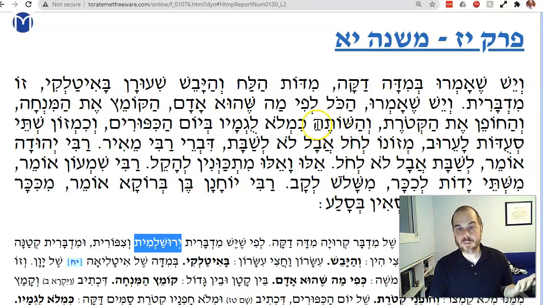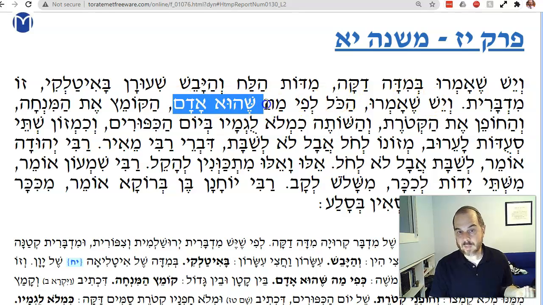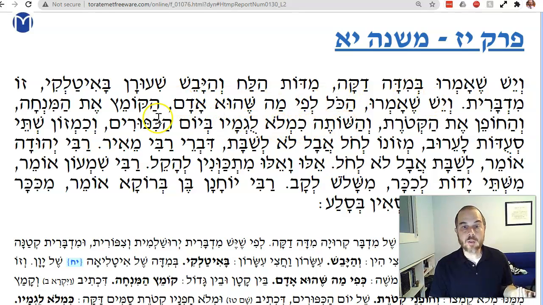So that's a machloket. Some say it was his own size. Hashotah k'mulog lugmav b'Yom Kippur. This is a really interesting question. A person, in order to be violating the prohibition of drinking on Yom Kippur, has to drink a mulog lugmav, a cheekful. How much is a cheekful? My cheek is different than your cheek, or is it a standard amount?